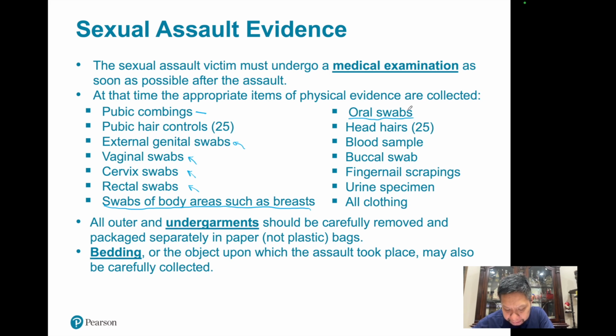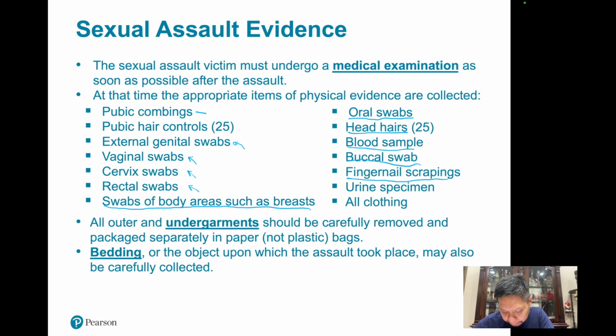Of course, there's oral swabs too, in case during the sexual assault there was any sperm or semen deposited in the victim's mouth. Also, head hairs. We'll also take a blood sample. We'll also do a buccal swab. The buccal swab serves two purposes. It collects, again, if there's any seminal fluid or sperm present in the victim's mouth, but also we use a buccal swab for collecting the victim's DNA, right, for elimination purposes, right?